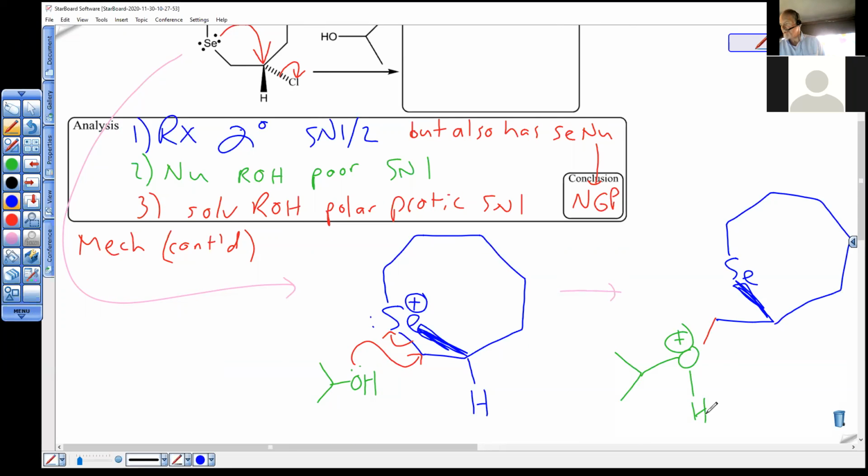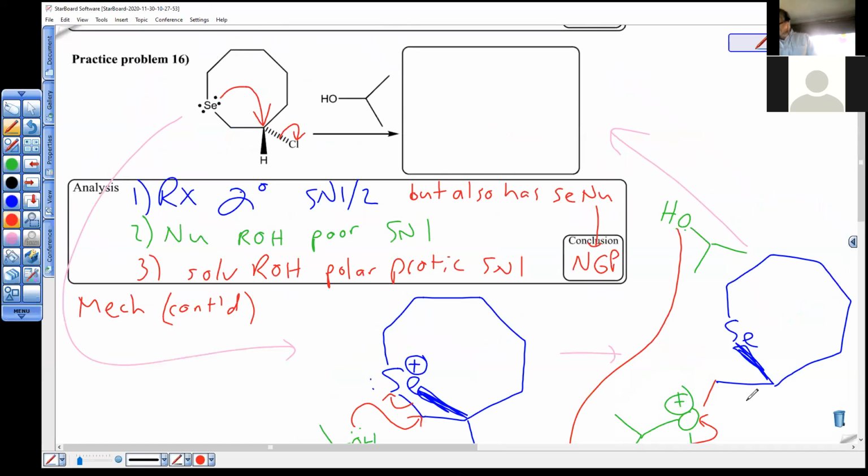In the box, you've got to lose the H from the oxonium. What would take it? Chloride could take it, or isopropanol could take it. Once again, this wasn't a mechanism question, so really none of this is worth points. But there will be an NGP mechanism worth points in the short answer. So this was not a waste of time.